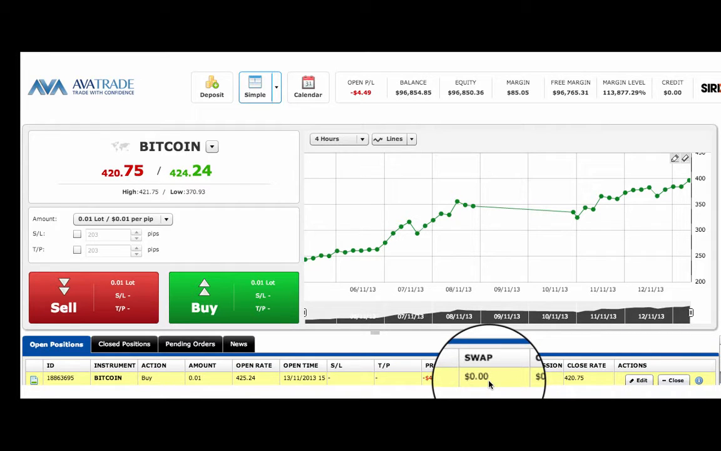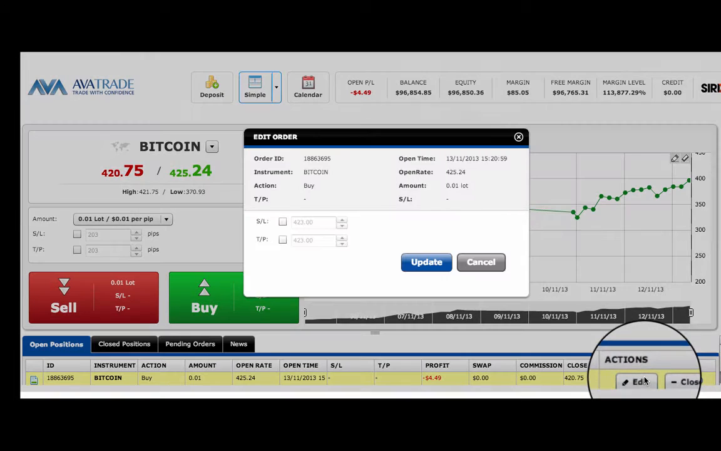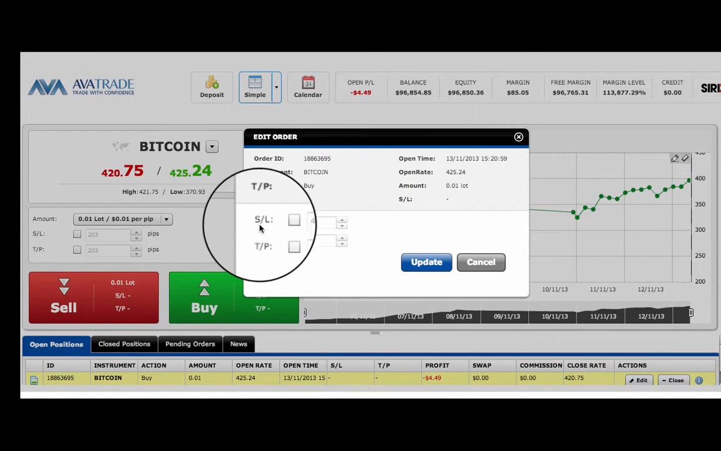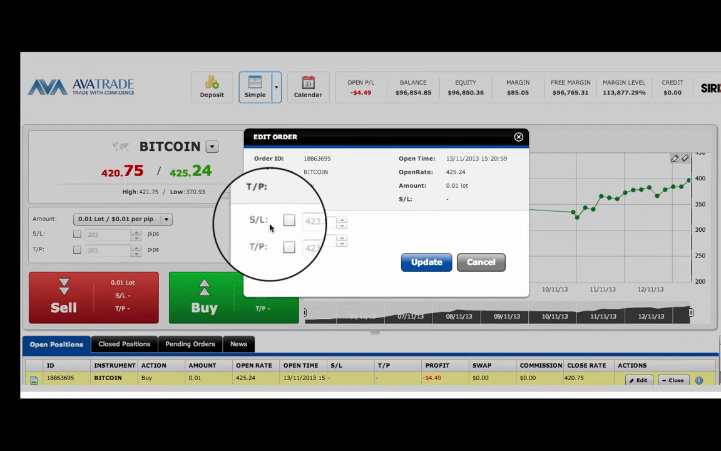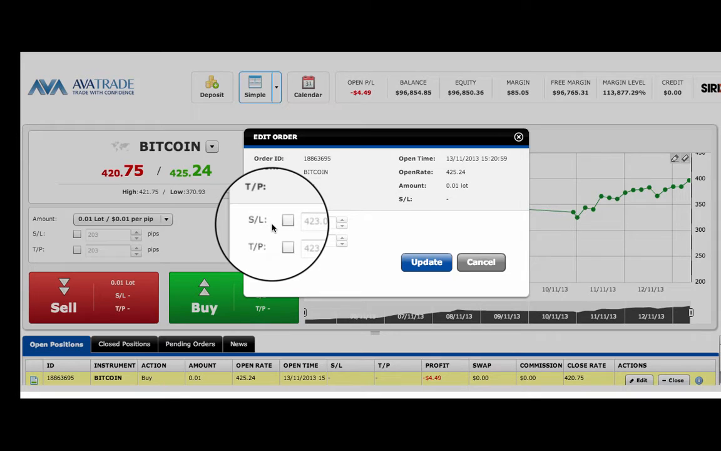Now, two more things I want to elaborate about. I want to edit this position for a second. You can see here something S/L and T/P. These are what's called stop loss and take profit. These are kind of reference points to minimize or maximize your gains and losses.